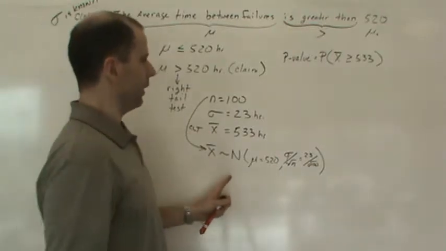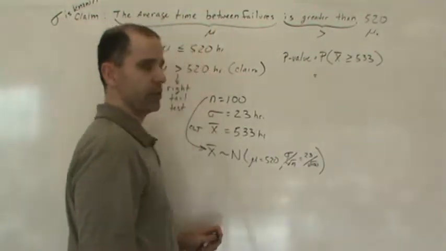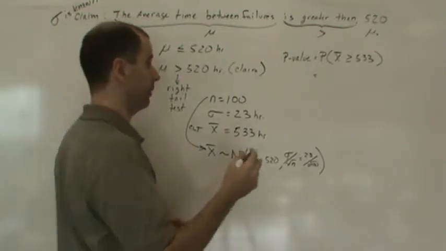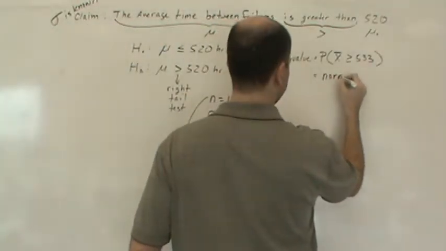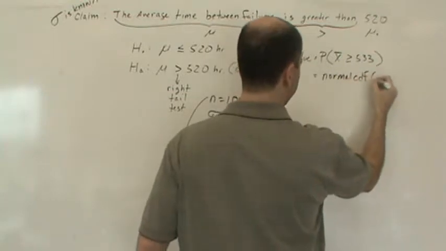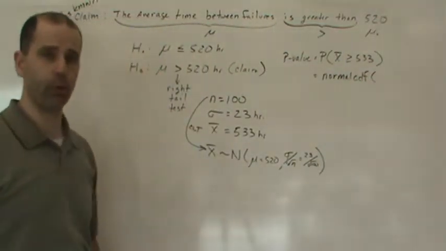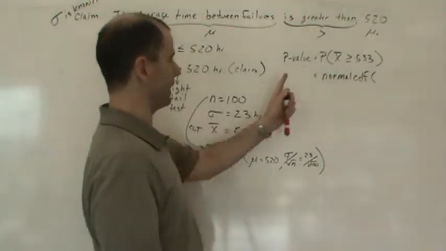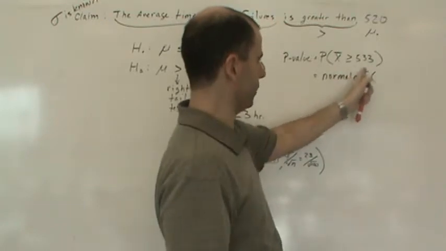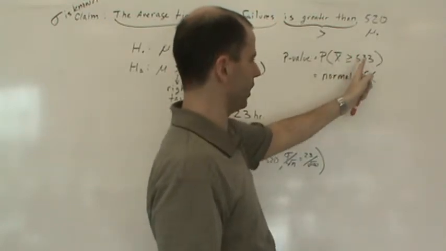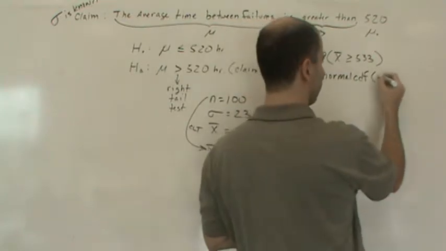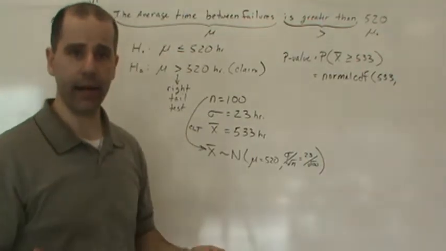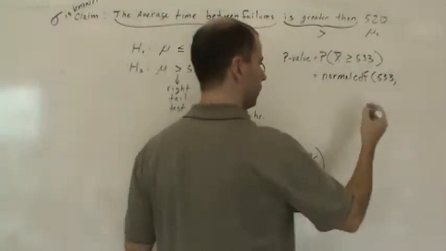Okay, and so now, what function in our calculator can we use to figure out a probability given a normal distribution? Normal CDF. So we're going to use normal CDF. With normal CDF, we need to put in the lower bound, upper bound, mean, and standard deviation. So what's the lower bound for this range? Well, it's greater than or equal to, so it's going to be 533. That's the lower bound. And then the upper bound in this case is going to be 10 to the 99th power. So we want to make it really big, just like we talked about before.